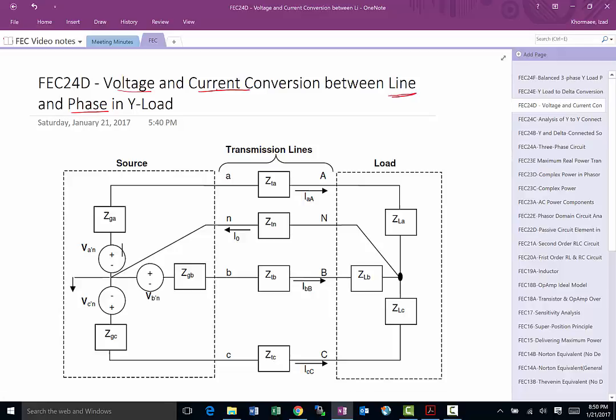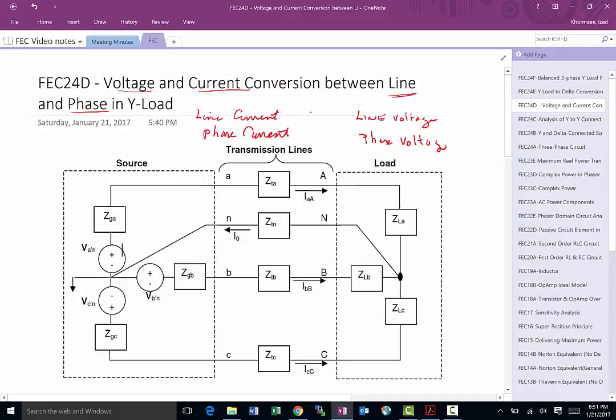So there are four quantities you've got to be aware of. Let me go ahead and write these down. In this kind of circuit, we have conversations about line voltage, phase voltage, and then line current and phase current.